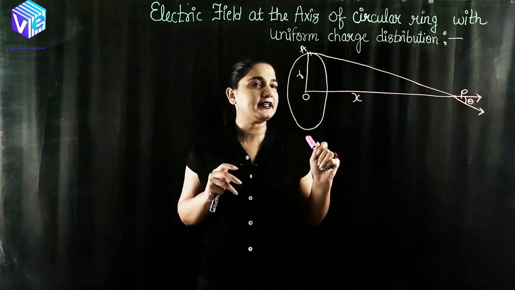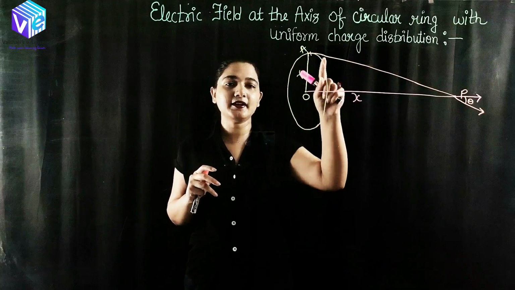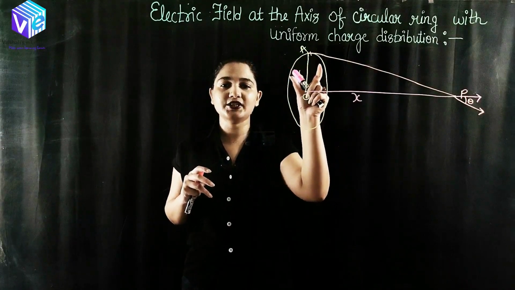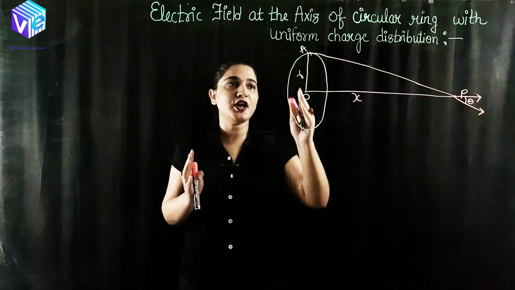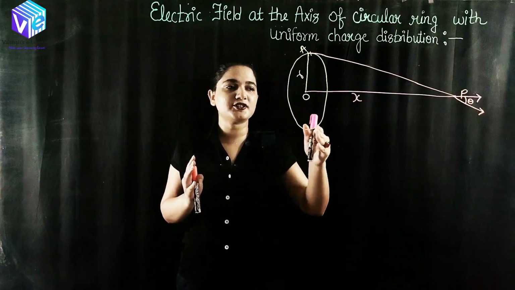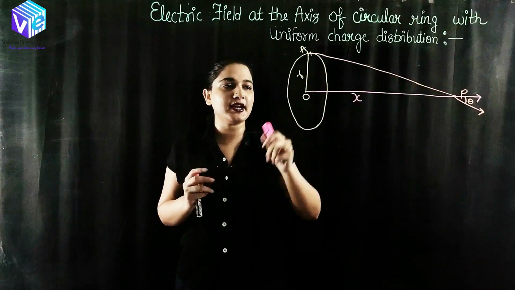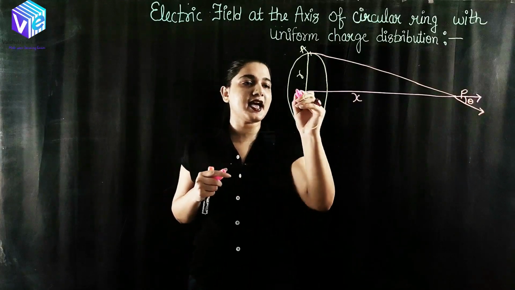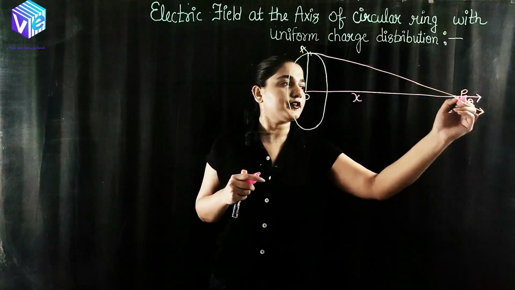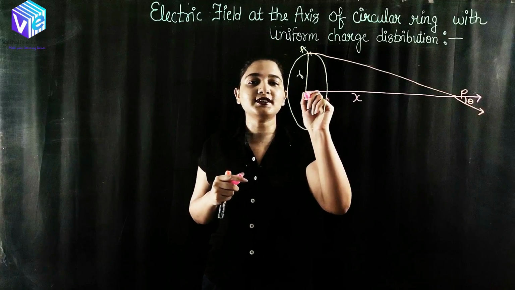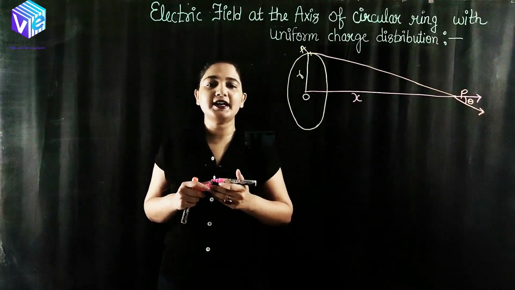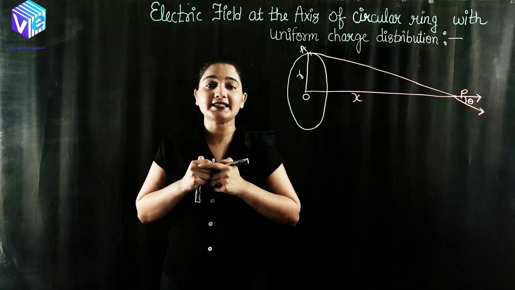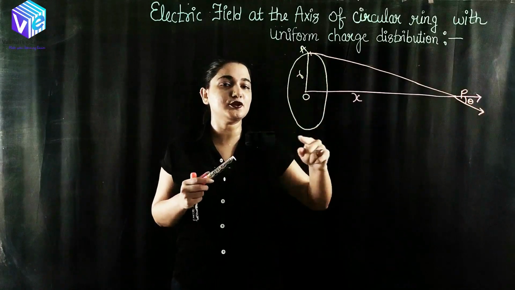So this is my practical application. This is the ring with the uniform charge distribution. I hope you remember what uniform charge distribution is. The charge is uniformly distributed on this circular ring. Now which is the axis? The axis is the line passing through the center of this ring. So at this point P, I need to find the exact electric field intensity due to this whole ring.